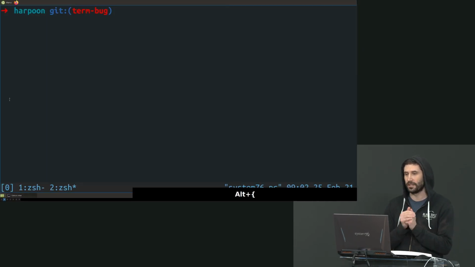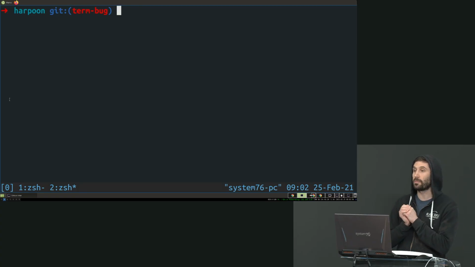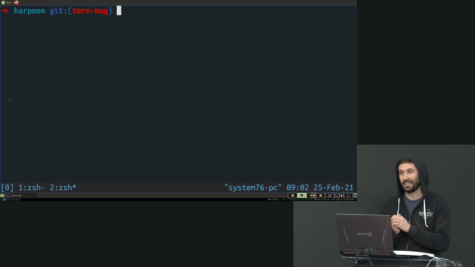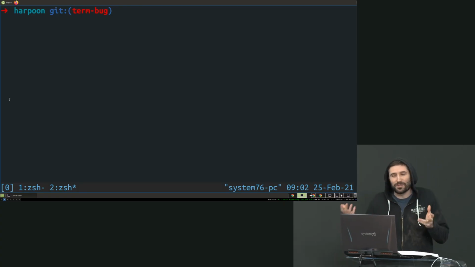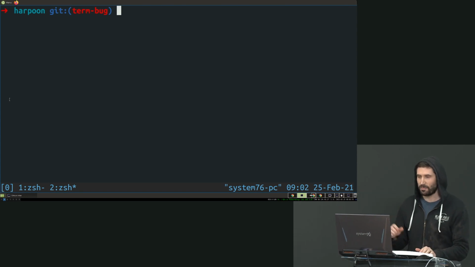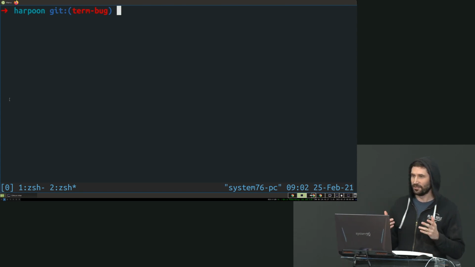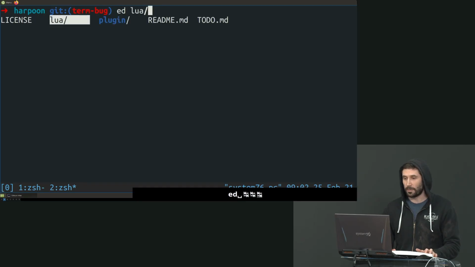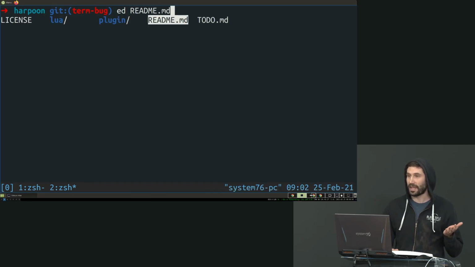I'm going to jump back over here, and just for a moment, I'm going to open up a program called Ed. Ed came before Vim. Technically, it was Ex, but like I said, it's partially incorrect history of Vim. So I'm just going to open up a file. Let's find a file we can open up. How about the README? I'm going to open up the README with Ed.